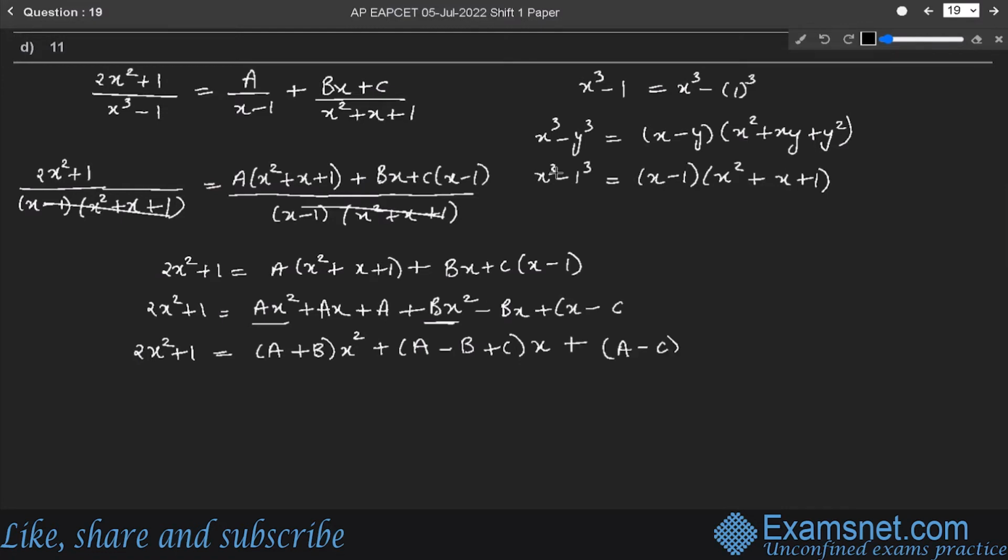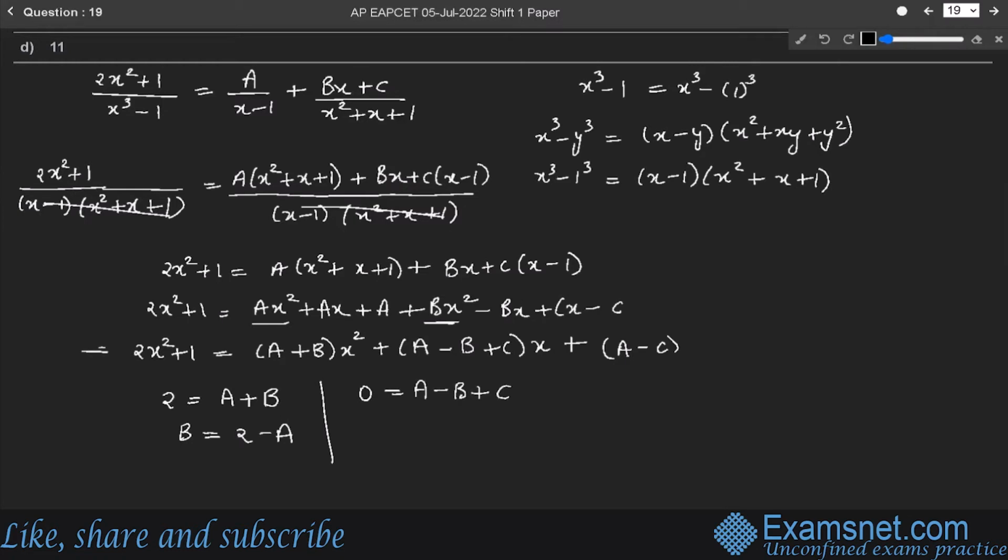Now, we have LHS and RHS. In this particular equation, comparing the coefficient of x^2, left hand side is 2x^2, so the coefficient of x^2 is 2. And on right hand side, the coefficient of x^2 is a+b. So 2 is equal to a+b, or we can say that b is equal to 2-a. Similarly, on comparing the coefficient of x, it will be 0 is equal to a-b+c.